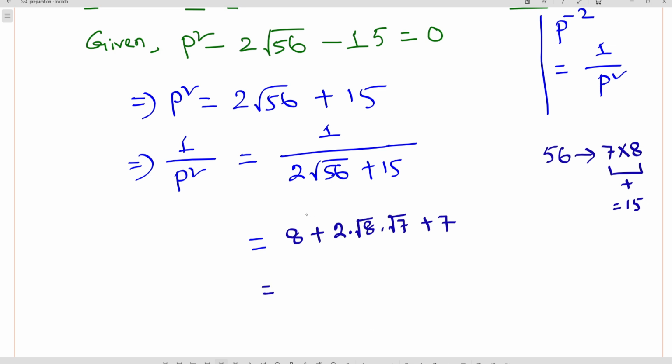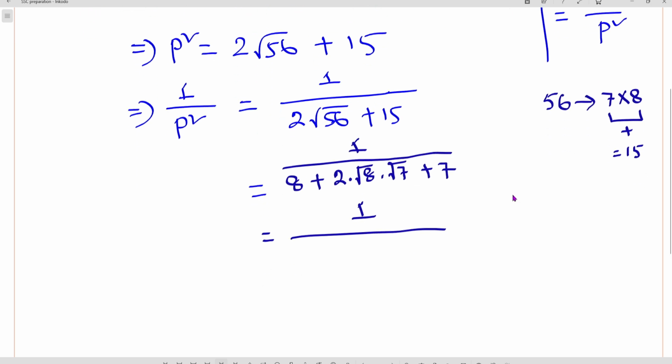Now here it's a denominator, right? 1 by. Here is also 1 by. This 8 we can write as root 8 square. Same thing, this 7 we can write as root 7 square. So once we take the square root and then square, it will be an integer, right? Just 8 will become, and here it will be unchanged, 2 times root 8 times root 7.